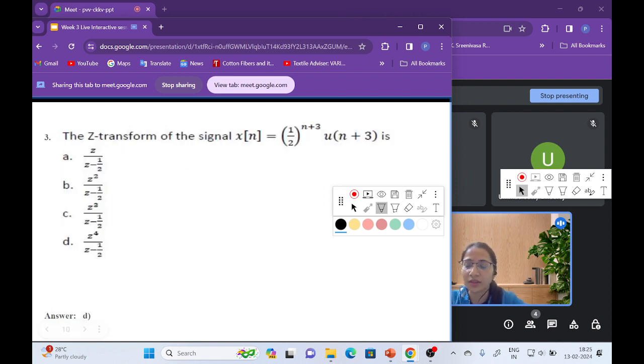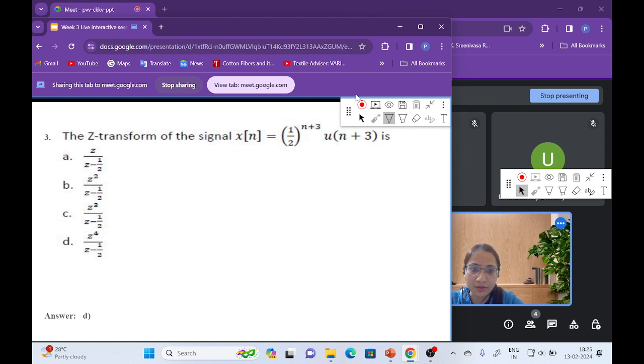Okay, so the third question is: the Z transform of the signal x of n is equal to 1 by 2 to the power n plus 3 u of n plus 3. What will be the Z transform of this signal? Would you like to solve this? I hope all of you have gone through this type of question already during the video lecture.